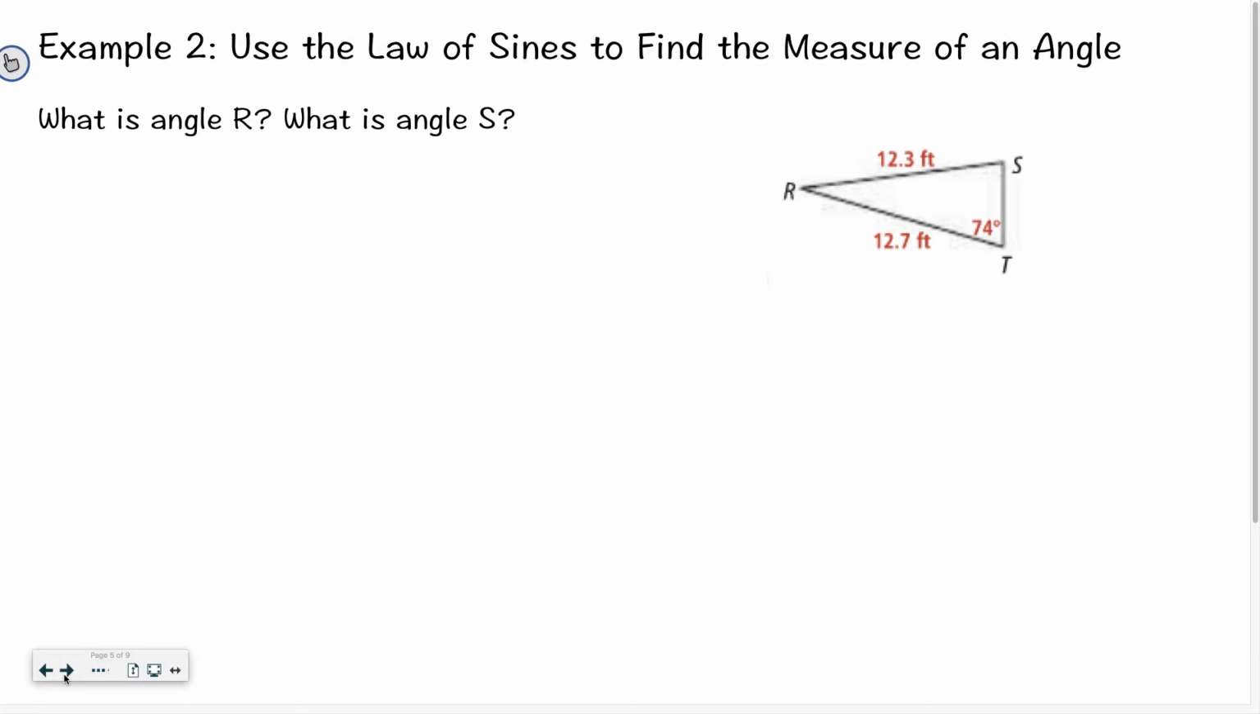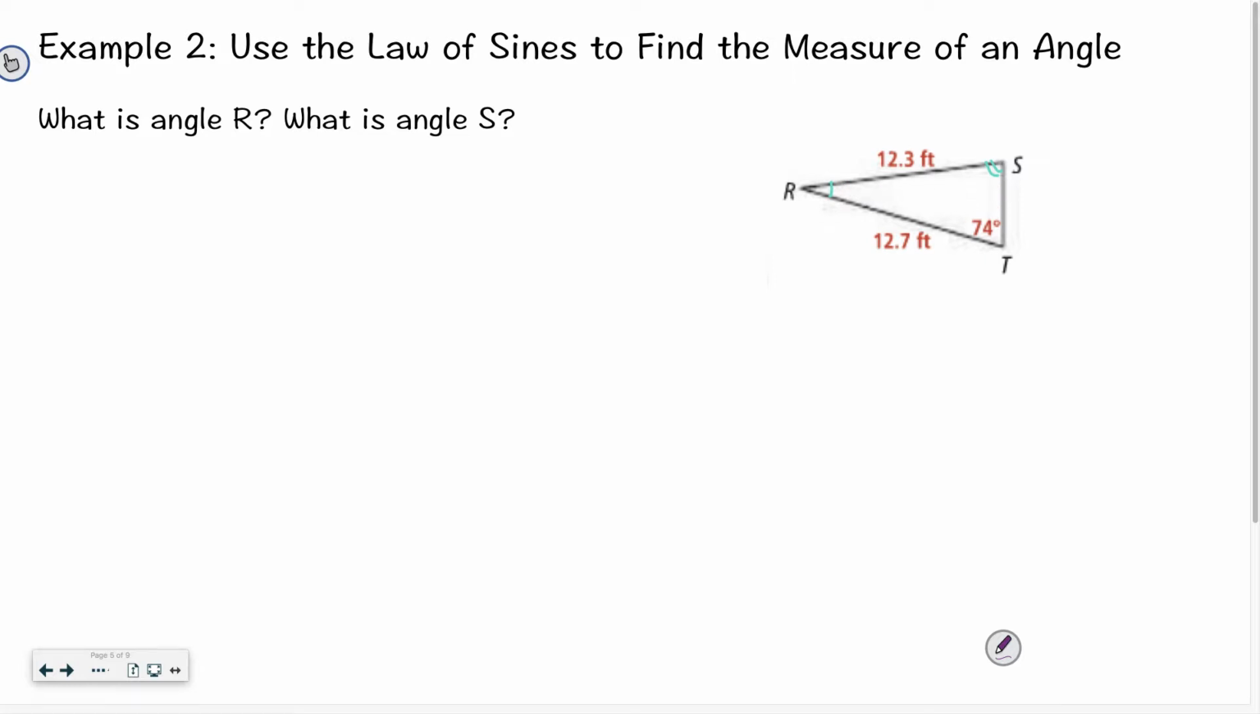So the last question had us look at finding a side length. Now let's look at how to find an angle. So if I want to find angle R, that would be this one right here, and I want to find angle S, that one's right there. I'm actually going to start by finding angle S because I have the opposite side. Whereas if I look at angle R, do you see how I don't know what that side length is, so I can't solve for that one yet.